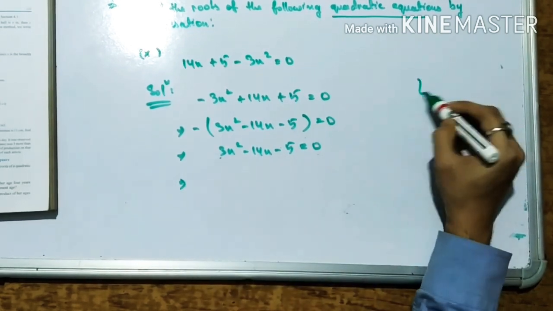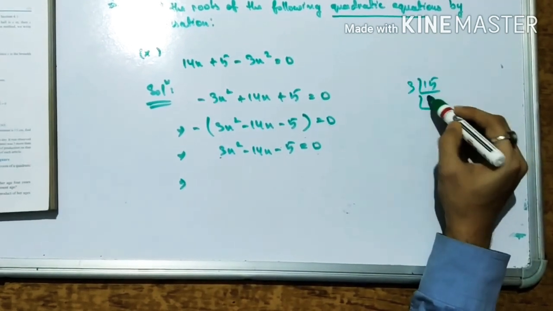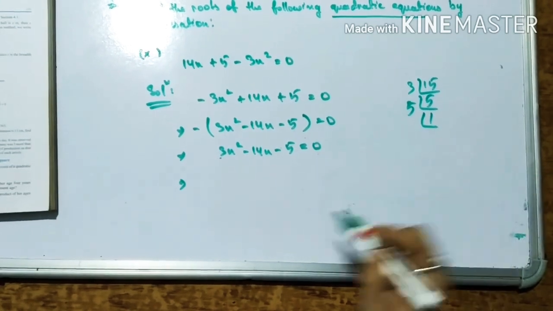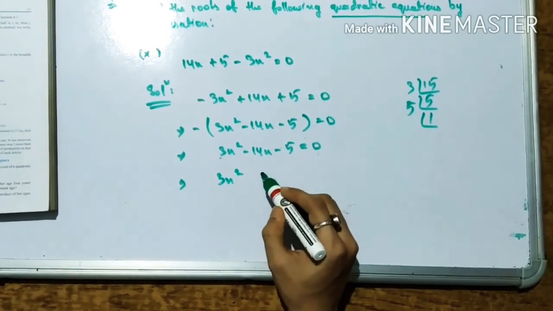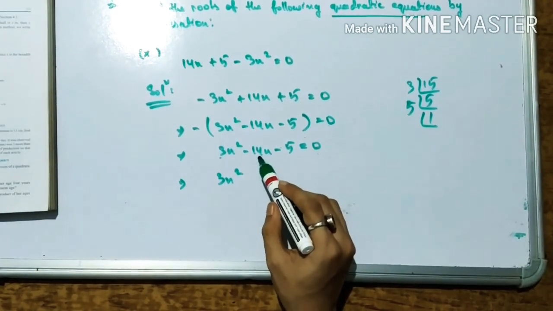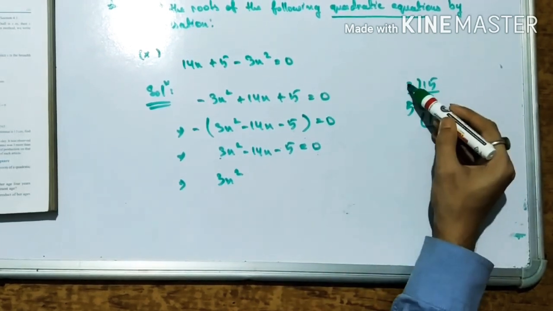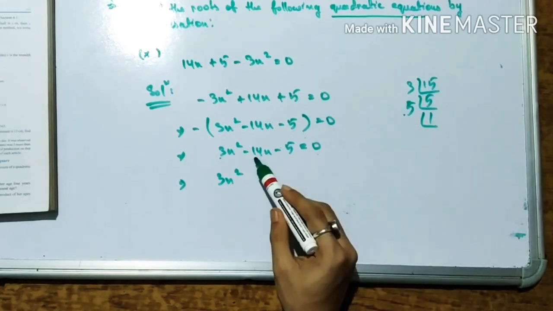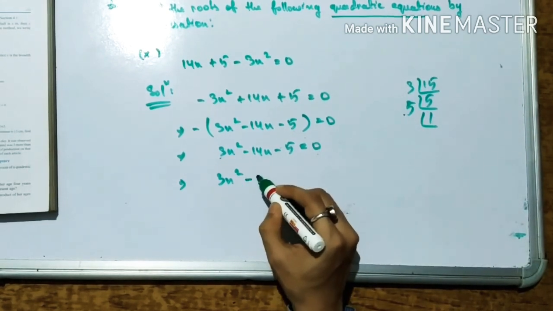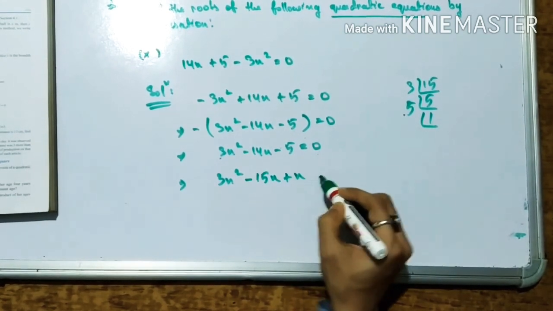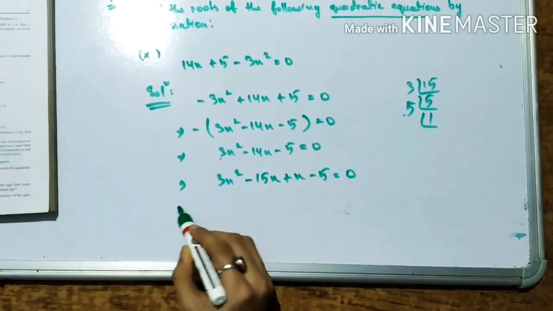So 3 into 5 I will get 15. So this is 3, 5, 5, 1. So this is 3x square, this one 14 there. Okay, so 5 3s are 15, 15 minus 1 I will get 14. So this one I can write as 3x square minus 15x plus x minus 5 is equals to 0.